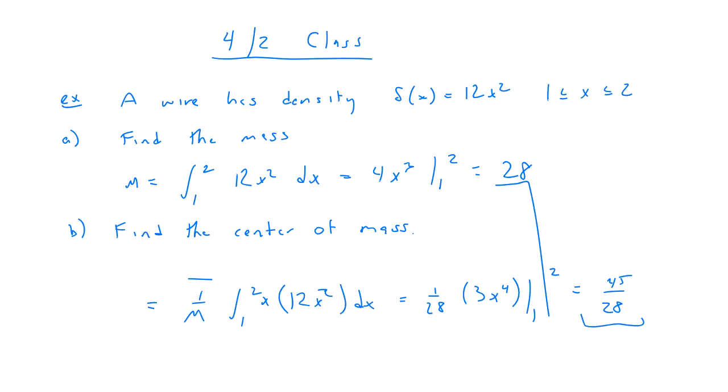So you do have a little bit of a way of checking it to make sure you haven't done something badly wrong here, which is the wire goes from 1 to 2, so the center of mass better be between 1 and 2, and this is. And since the density is getting bigger as x gets bigger, we'd expect it to be past the middle, and again, it is past the middle. So this was on the test. So any questions on this? This should be hopefully familiar.